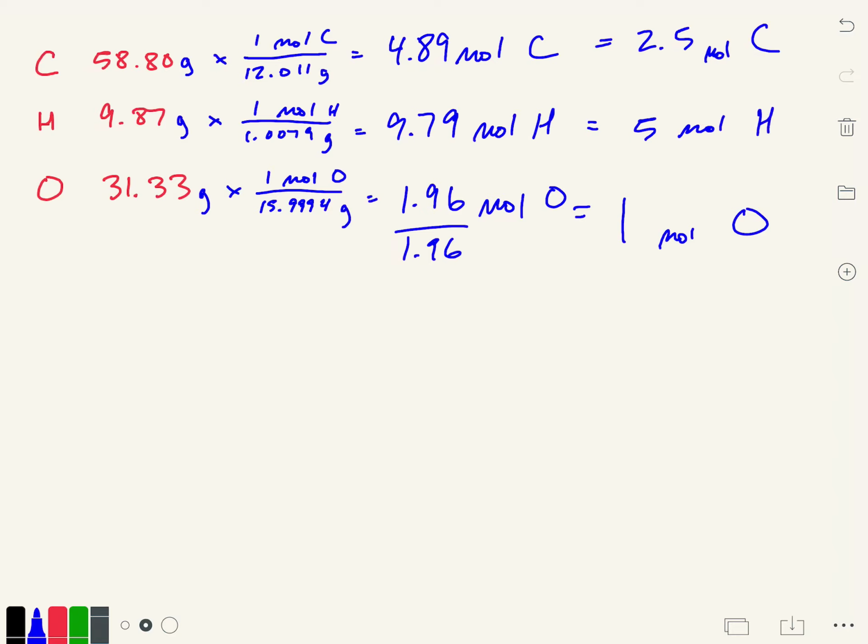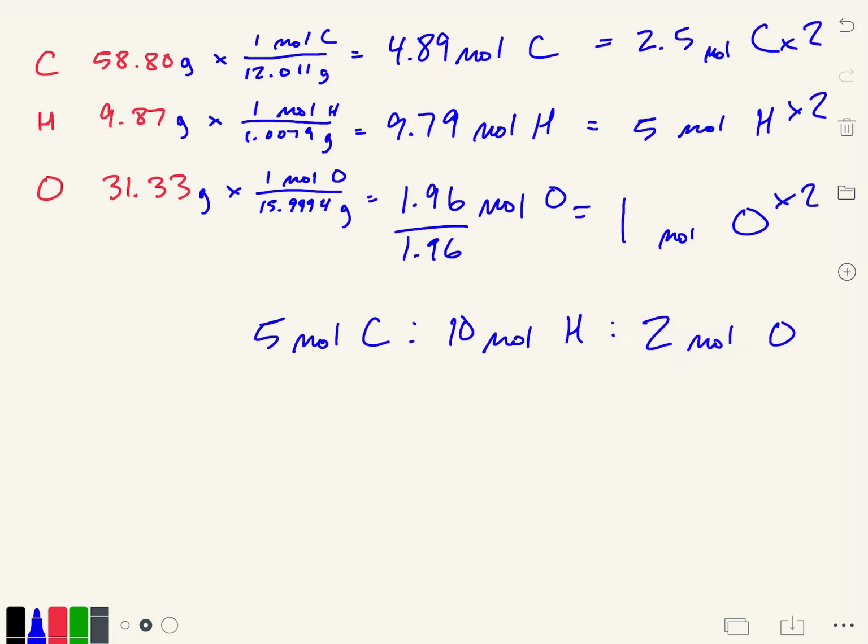So let's multiply everything by 2. And that will give us 5 moles of carbon to every 10 moles of hydrogen to every 2 moles of oxygen. So now we can write our formula. C5H10O2. Methyl butyrate. It's methyl butyrate if you are into organic chemistry or interested in structures at all.